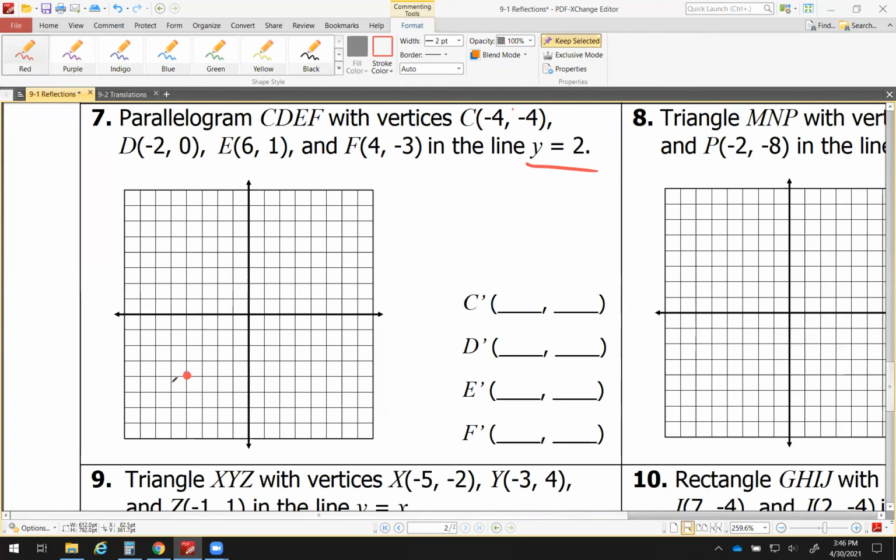-4, -4 is right here. That's C. D is at -2, 0. So C, D. E is at 6, 1. And F is at 4, -3. So C, D, E, F. And so here is our parallelogram. Not the best art in the world, but you get what you get.